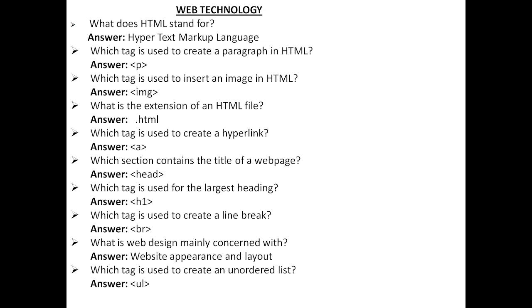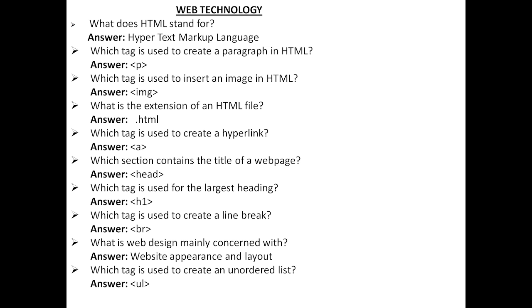HTML means Hypertext Markup Language. Which tag is used to create a paragraph in HTML? That is tag P. Which tag is used to insert an image in HTML? For inserting an image, we use img, that is image. What is the extension of an HTML file? .html is the extension of HTML file.